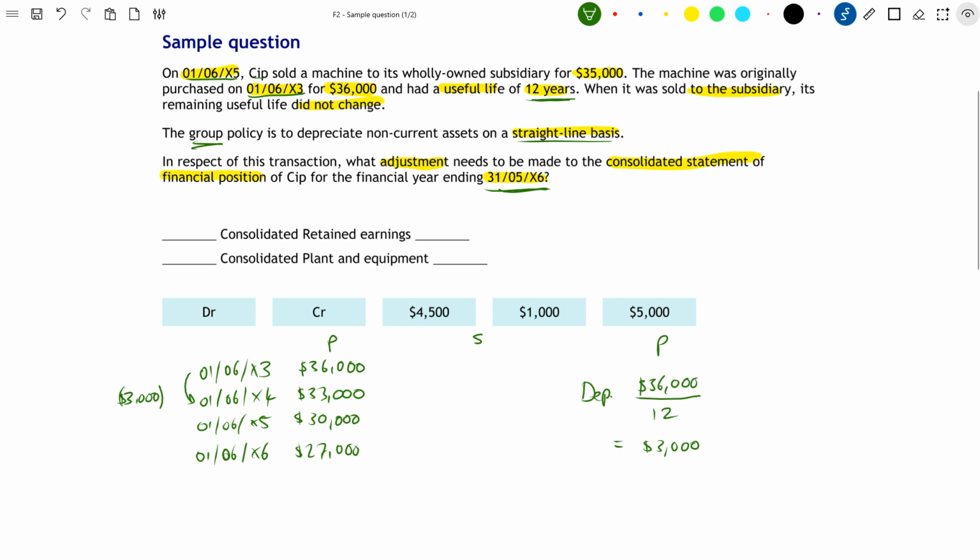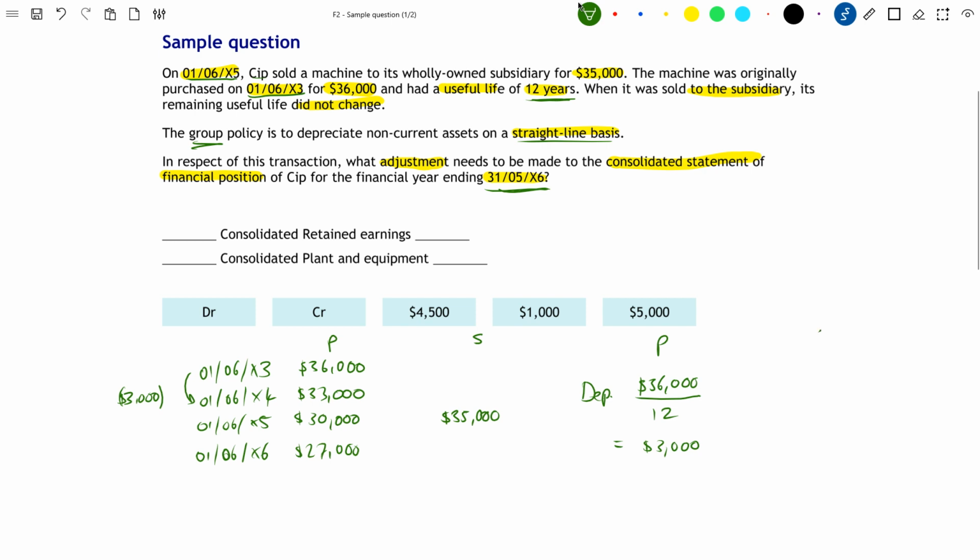We do a similar thing with S, but of course we need to account for the value of the asset at transfer and when that was. So the asset is transferred on the 1st of the 6th X5. So at this point here, we have the transfer, and it's transferred for $35,000. So at this point, we want to put in here $35,000. That's the value at which, sorry, that should be a 5. It looks like a 6. So value at which S is carrying this non-current asset.